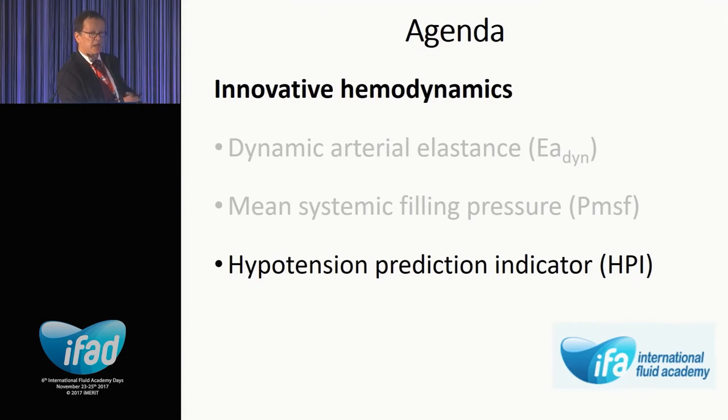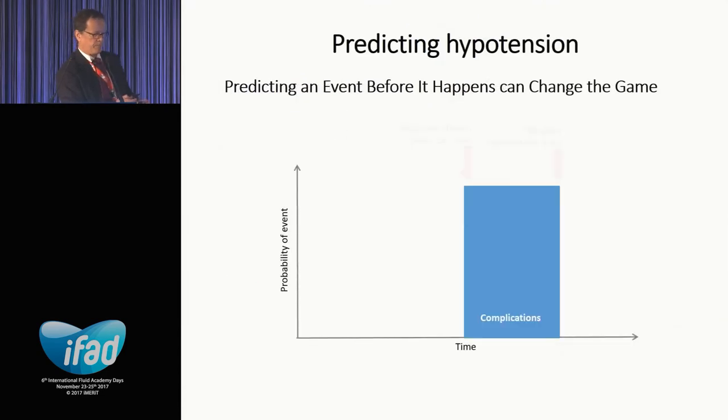The last minutes I would spend on a new variable, which is called the hypotension prediction indicator. Anyone heard about that one? No? So I'm telling you really something new. Very good. So what is it?